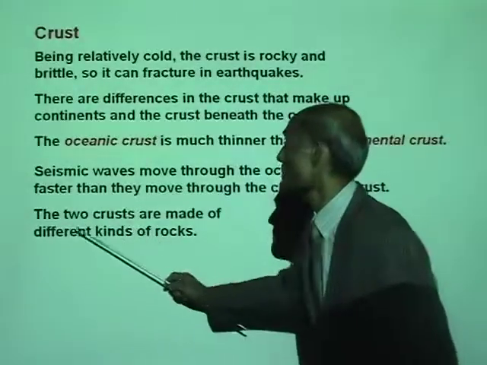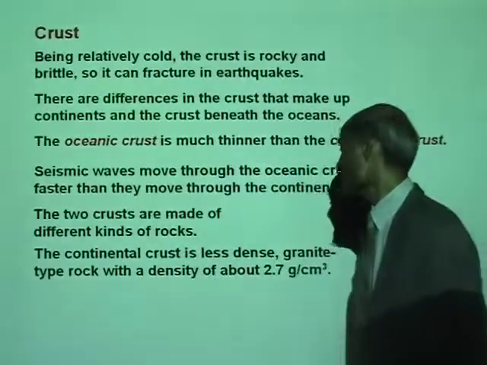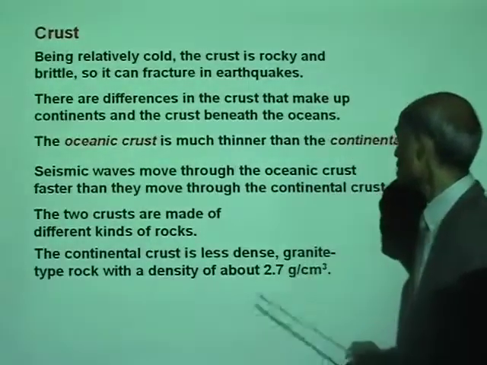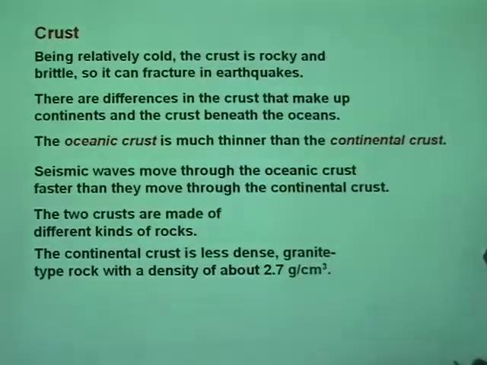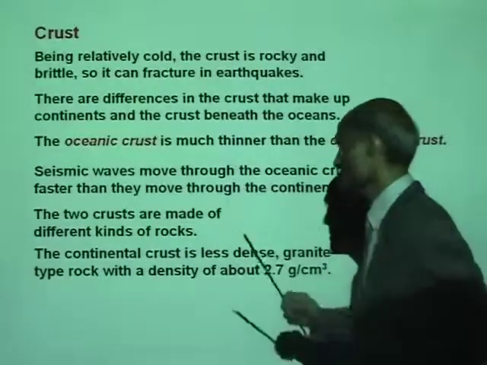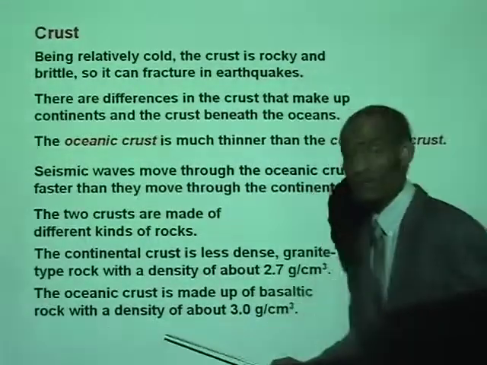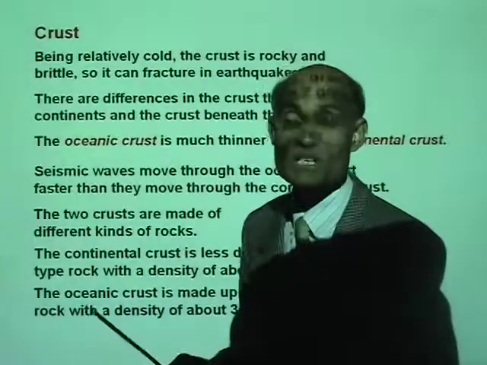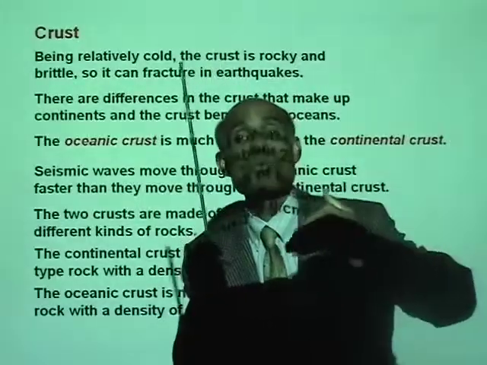Now the two crusts are made of different kinds of rocks. The continental crust is less dense. It is a granite type rock with a density of about 2.7 grams per cubic centimeter. So the continental crust is actually less dense. It's about 2.7 grams per cubic centimeter. Whereas the oceanic crust is much more dense. It's about 3 grams per cubic centimeter. So the oceanic crust being much denser, the earthquake waves will pass through much faster.